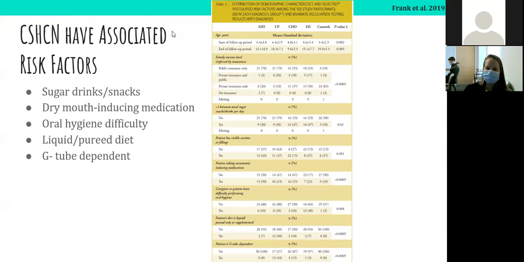Now, what they found were kids that carried these diagnoses were, again, more likely to have some of these risk factors for dental disease. This included that they were more likely to prefer sugary drinks or snacks. They were more likely to be on medications that induced xerostomia or dry mouth. They were more likely to have difficulty with oral hygiene, and they were more likely to have atypical diets that relied on either liquids, purees, or G-tubes.